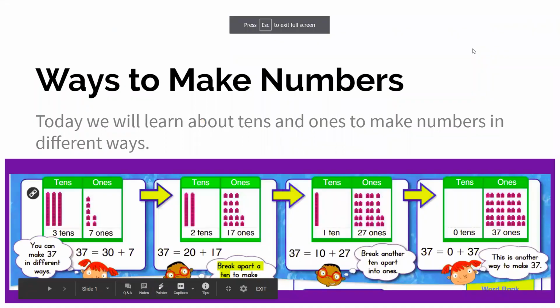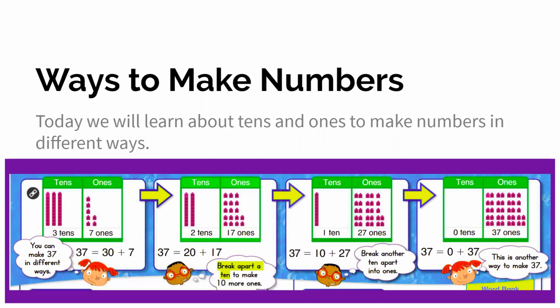Okay, so today we will learn about tens and ones to make numbers in different ways. Before we get started, I want you to think about how you can represent tens and ones at home. You see in the illustration below that they are making 10 trains using connecting cubes, and then they're using the single connecting cubes to represent ones. In class, we used tens cubes and ones cubes. I know that most of us do not have that at home, so let's get a little creative.